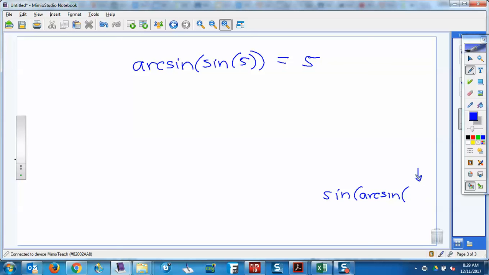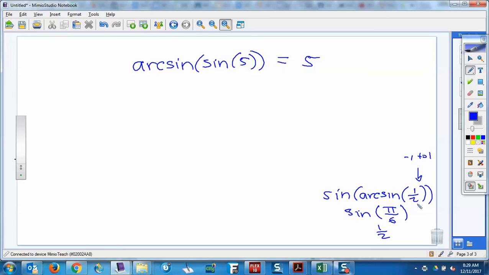Okay, because the number you put into arcsine has to be from -1 to 1, right? So you would never have a 5 in here, right? We would have numbers like 1/2. Okay, well, what's arcsine of 1/2? The angle, remember Coach Harris would say, the angle whose sine is 1/2. What is that? Pi/6. And then you get sine of pi/6, which is 1/2.